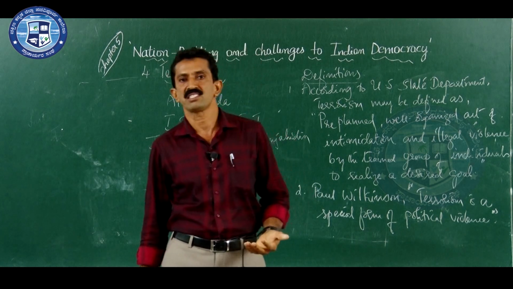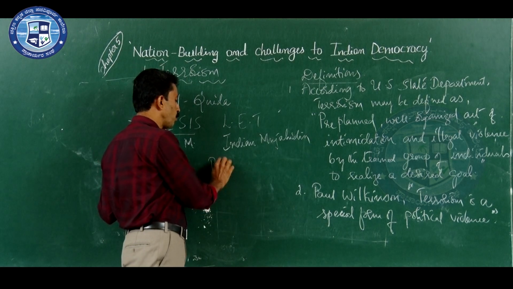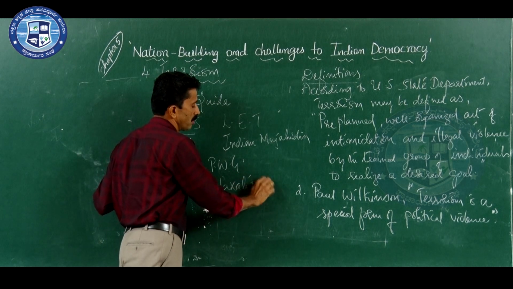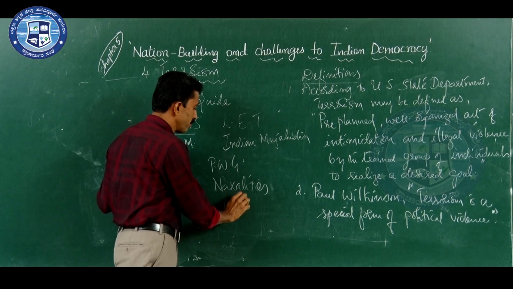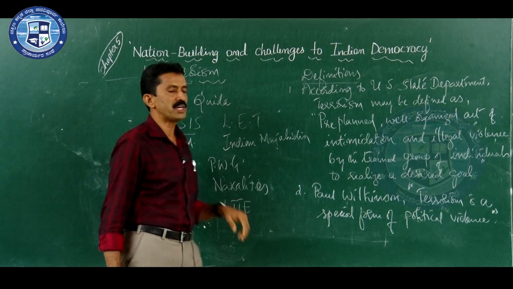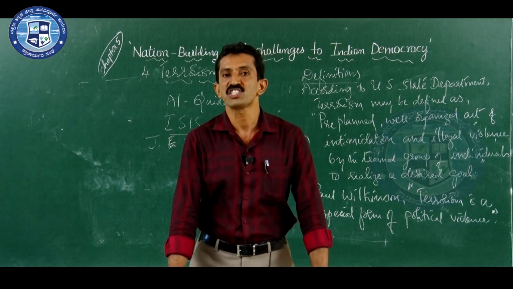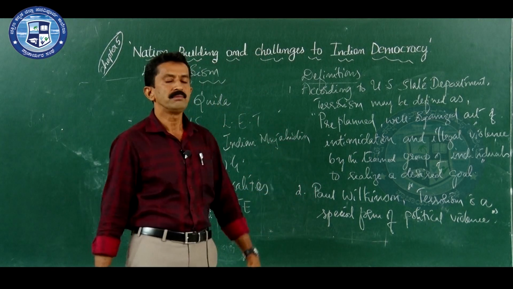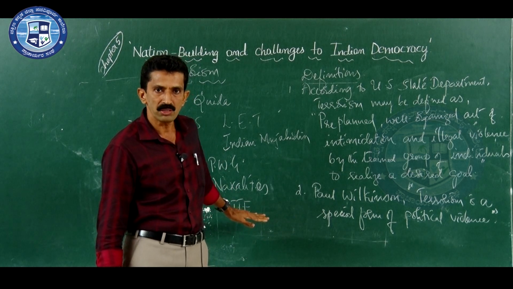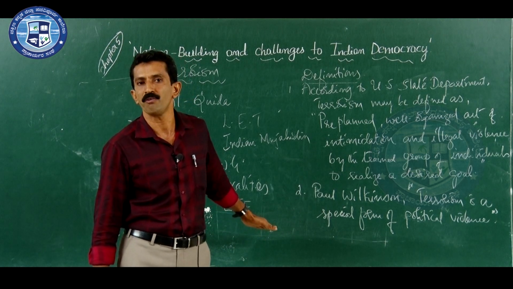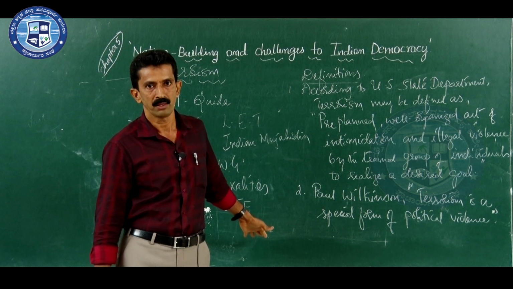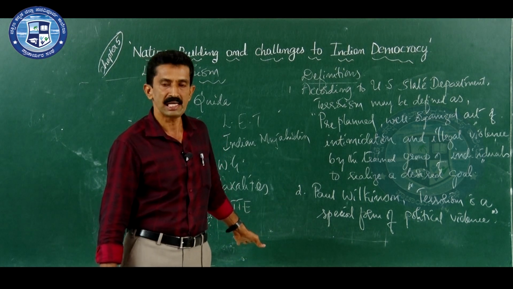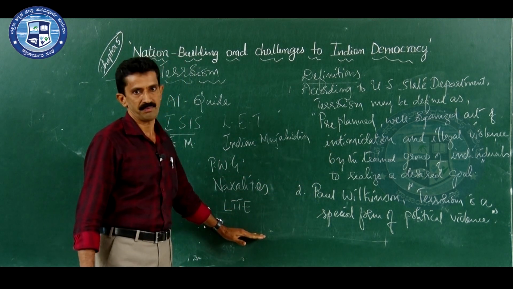Then the Naxalites or People's War Group, PWG. Then LTTE, one of the major terrorist organizations, which was in Sri Lanka. The Sri Lankan government was successful in eradicating LTTE, and this organization was responsible for the assassination of our former Prime Minister Rajiv Gandhi through a suicide attack in Tamil Nadu at Sriperumbudur. He was assassinated by the LTTE terrorists.